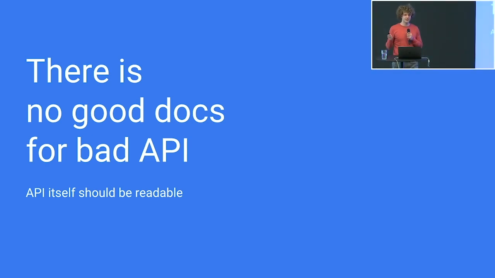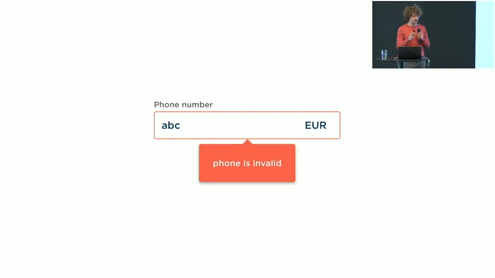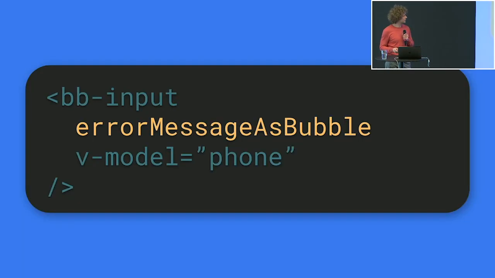So, documentation should be good, but there is no good documentation for poor API. So the API itself, obviously, should be readable and self-explanatory. Like the author of Clean Code says, a long variable name is better than a long comment. So if I would want this red error message in the bottom, maybe the designer tells me that, hey, it should appear as a bubble in some case only. Then if the interface for that was a regular input, but this time the default error message shouldn't be that default, it should be a bubble, then this 20 characters long prop isn't that bad.